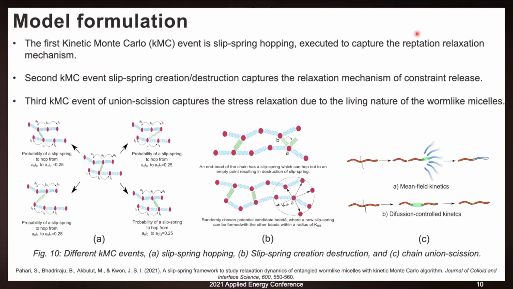Finally, the third KMC step models the mechanism of scission and recombination, where the WLM chains break and recombine continuously. This is also a crucial mechanism for stress relaxation and is very unique to systems of WLMs. Once the crucial stress relaxation mechanisms are modeled effectively, a KMC algorithm was implemented to model the adsorption of WLMs.